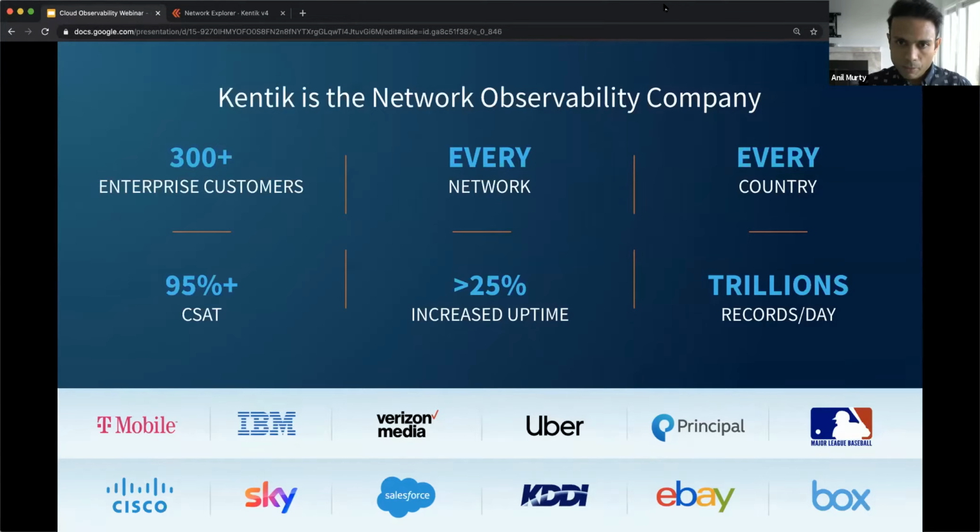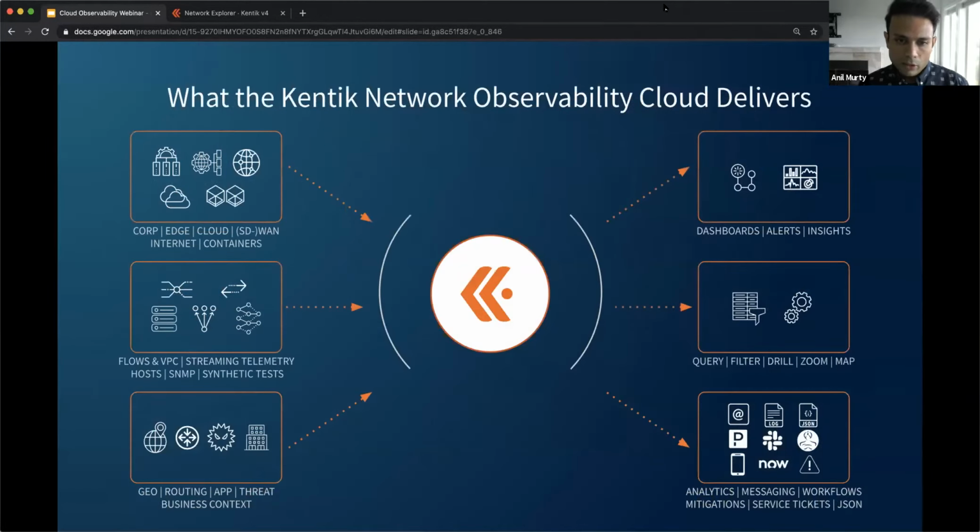So to tell you a little bit more about our platform, essentially, there are 3 pieces to our platform. On the left side of the slide, what you're looking at is the various sources of network data that our platform ingests. So these might be network elements that are residing on your corporate networks or your edge networks, or they might be elements inside your cloud instances. So we can ingest VPC flow logs and streaming telemetry, as well as SNMP data. And you can also do synthetic testing and send that data to us.